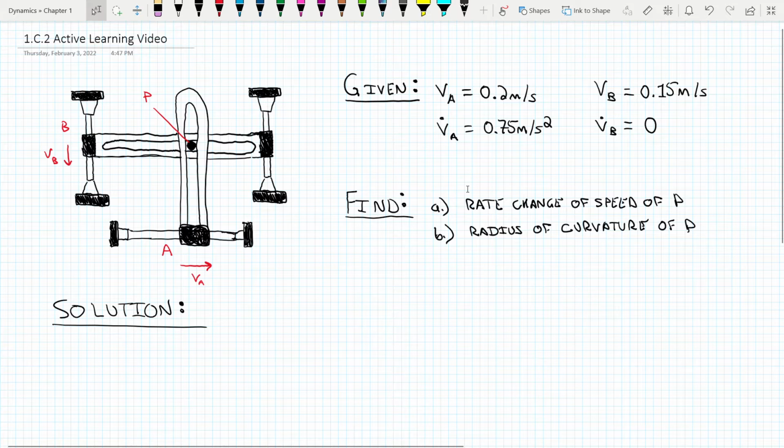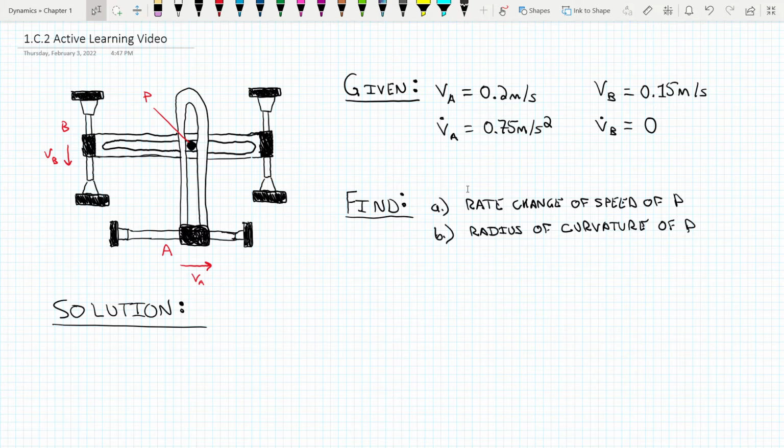Example 1.c.2. Given: pin P is constrained to move in the slotted guides that move at right angles to one another. At the instant shown, guide A moves to the right with a speed of VA, a speed that is changing at a rate of V dot A. At the same time, B is moving downward with a speed of VB, with a rate of change of speed V dot B.